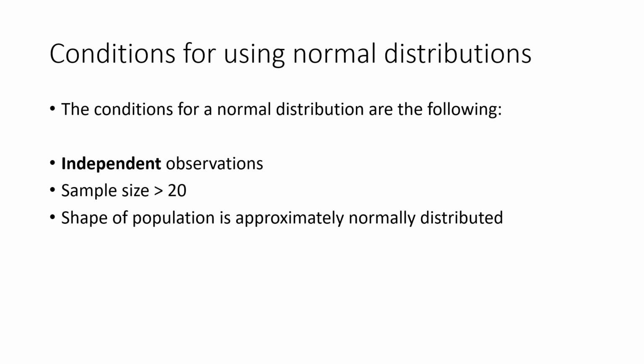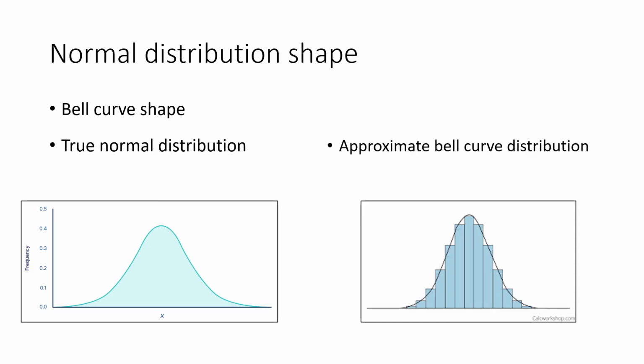More on that later. The true normal distribution is here on the left. It's a continuous variable, and it has a bell curve shape, and this is what you need to use the formulas we'll be using for normal distributions. And sometimes you can approximate distributions to be normal.